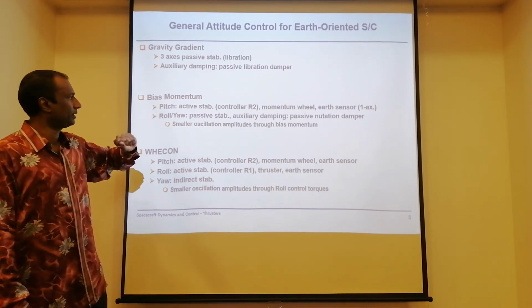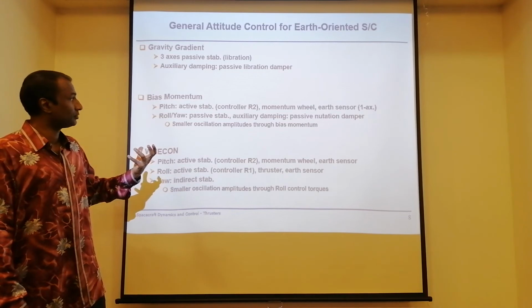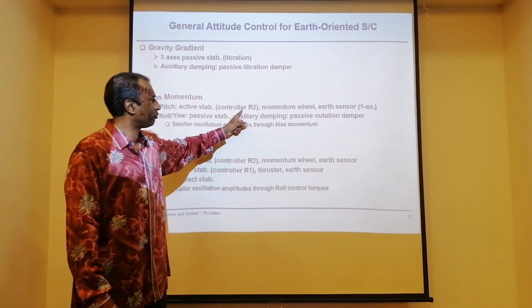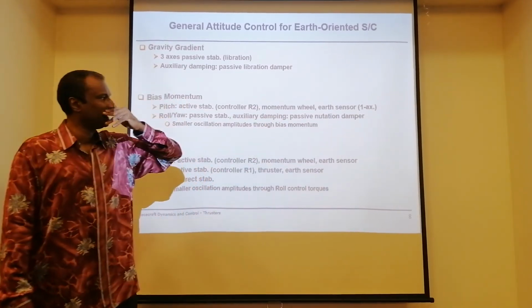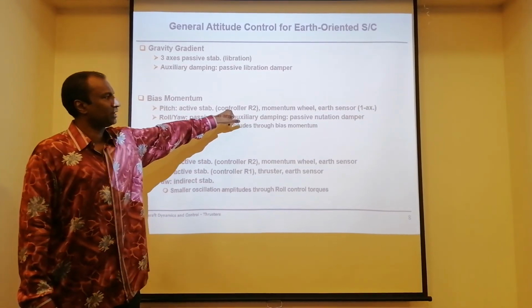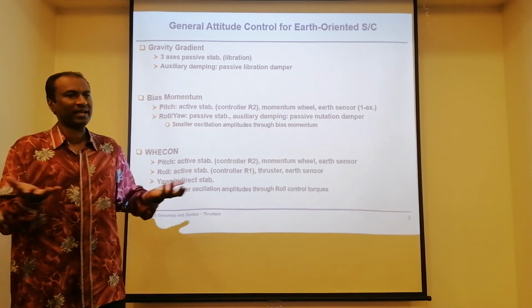I use a bias momentum. Why? Because I embark my reaction wheel, actually momentum wheel. So pitch is active stabilization. Okay, I have a controller R2. I can have a momentum wheel basically, and I have an earth sensor. One earth sensor is good enough. This controller basically controls the reaction wheel. R2 controller, reaction wheel controller.